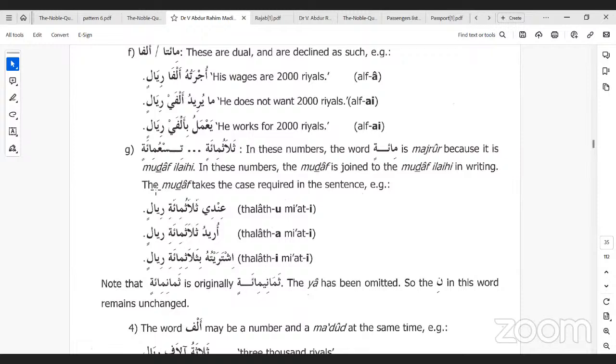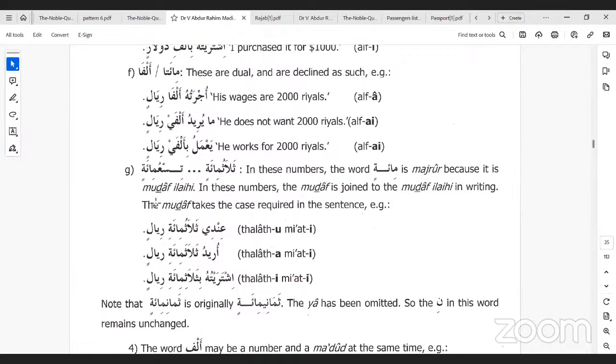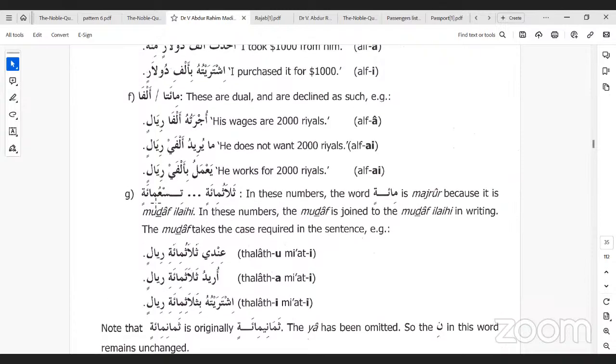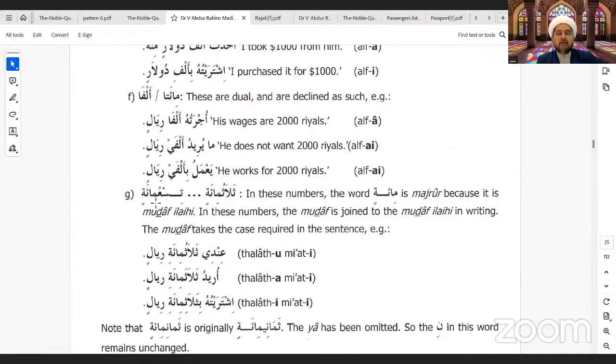How do you know it's not 1,000 riyals? Ujratuhu alfa riyalin, his wages are 2,000. Why didn't you say it's 1,000? If it's 1,000, it'll be alfan. That's a good question. If it's 1,000, then it should be with fathatan, alfan. Ujratu alfun. So 1,000 is alfun. And when it comes with the fatha, alfa is indicating it's dual. If the alif is coming after the fa, and you read alfa, it means it's 2000.